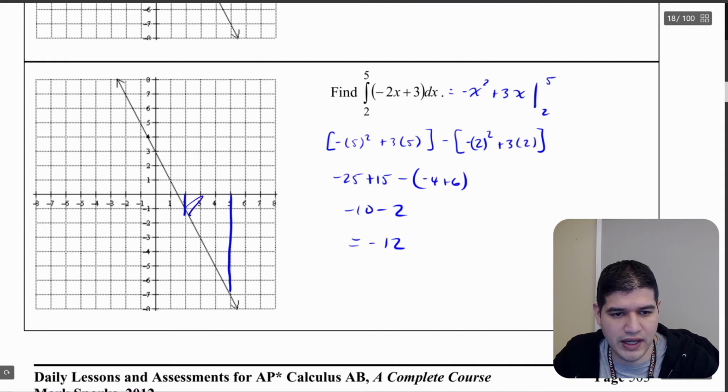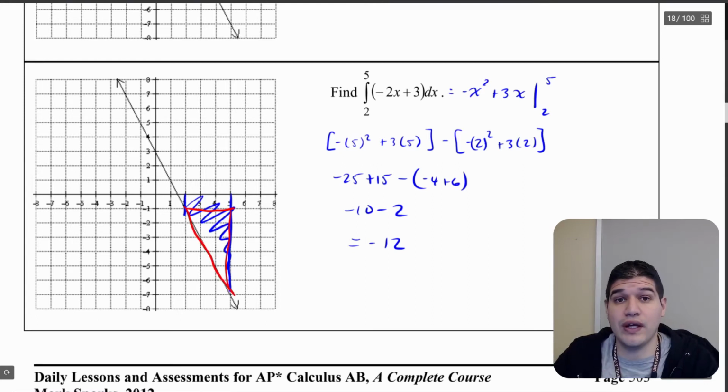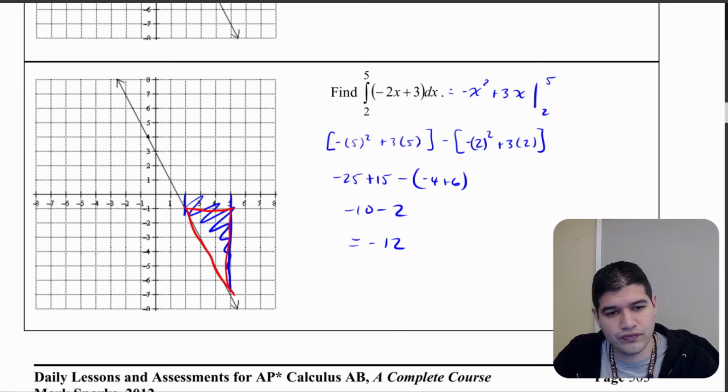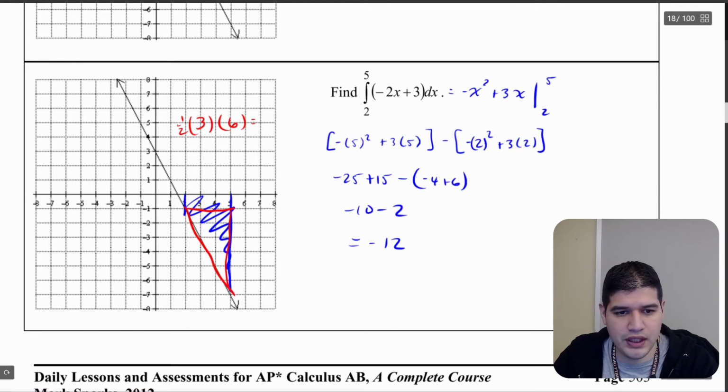And again, if I'm looking at this in terms of geometry, we've got a triangle. And remember, everything that's below the x-axis is going to be a negative area. Everything above the x-axis is going to be a positive area. So this triangle, I've got a base of 3, so 1/2 times 3 times a height of 6. And so that's going to be 9.